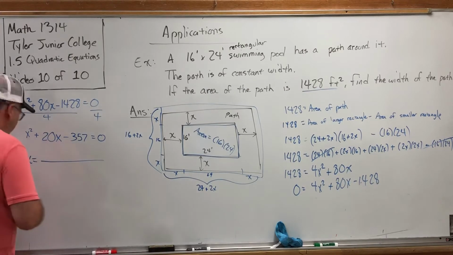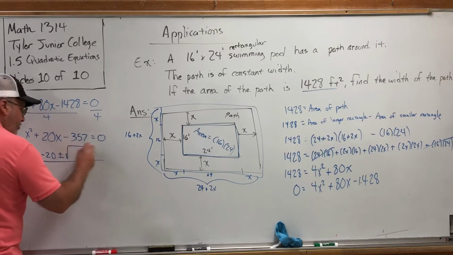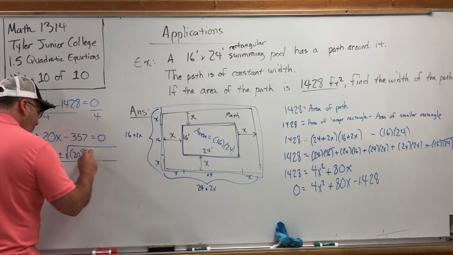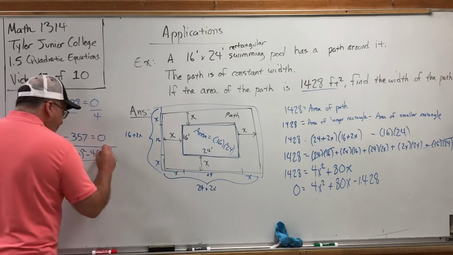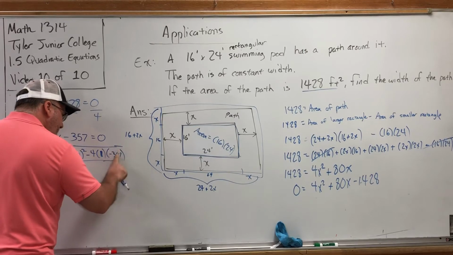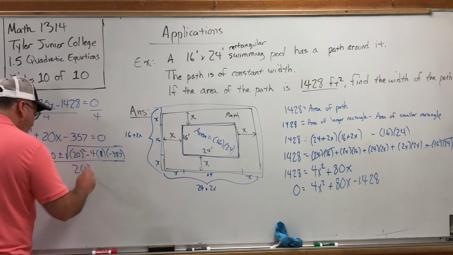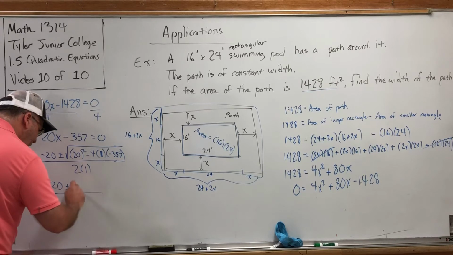So the quadratic formula says x equals negative b, so negative 20, plus or minus the square root of b squared, so 20 squared, minus 4 times a, which is 1, times c, which is negative 357. Negative 357. All over 2a, so all over 2 times 1. So x equals negative 20 plus or minus the square root over 2.